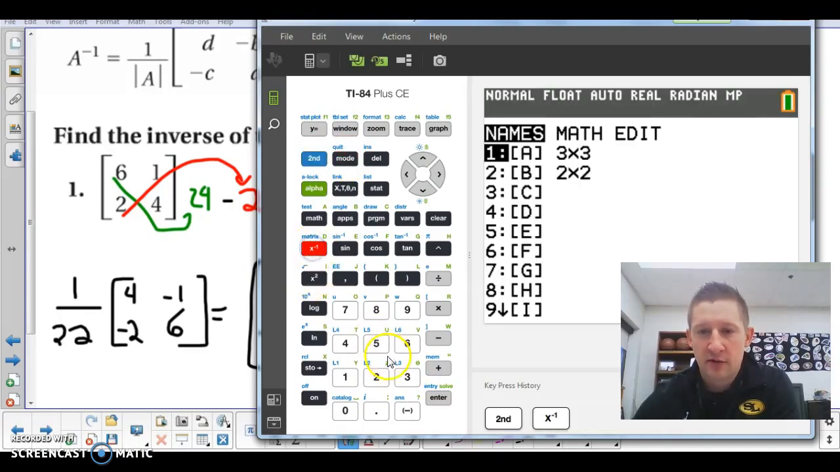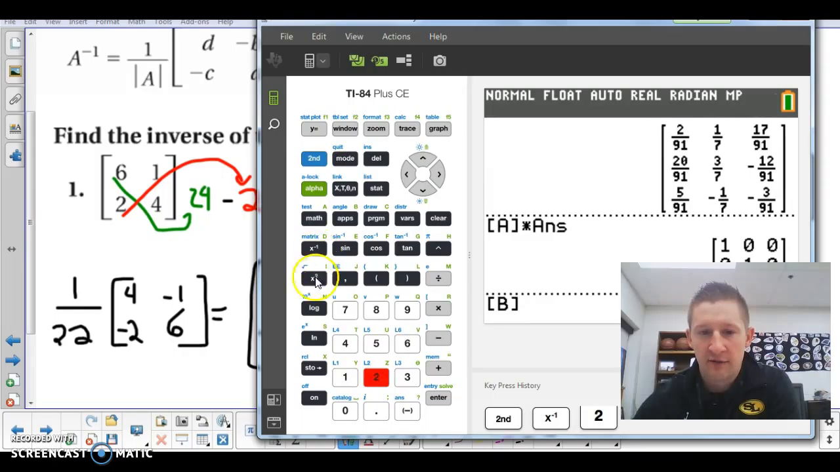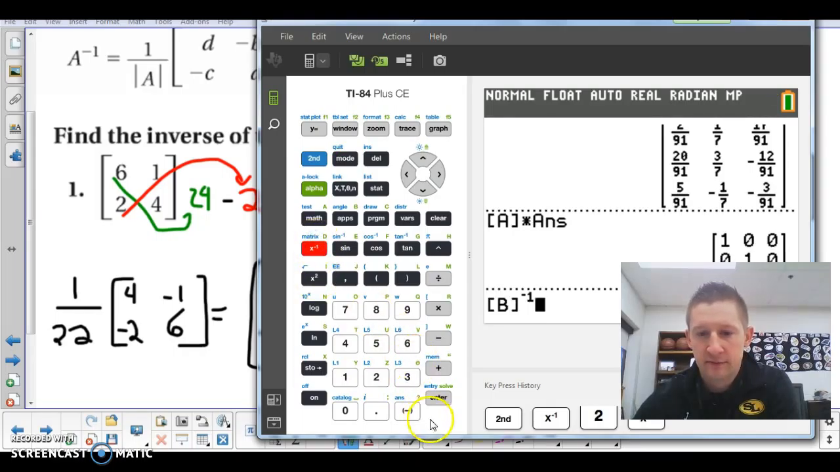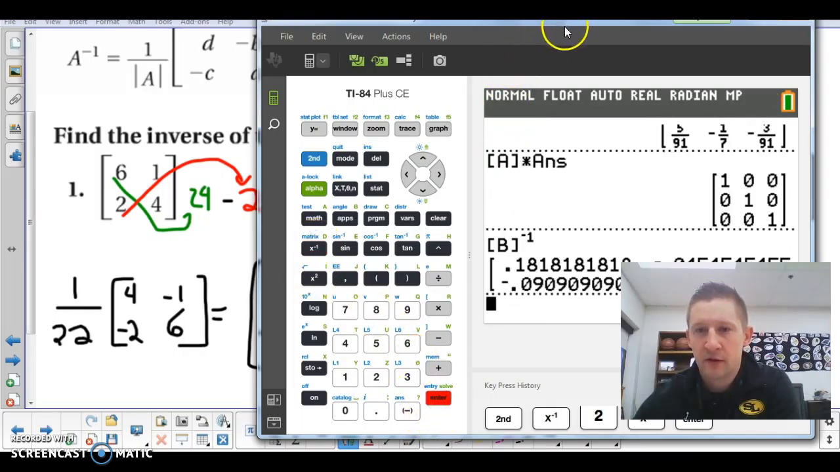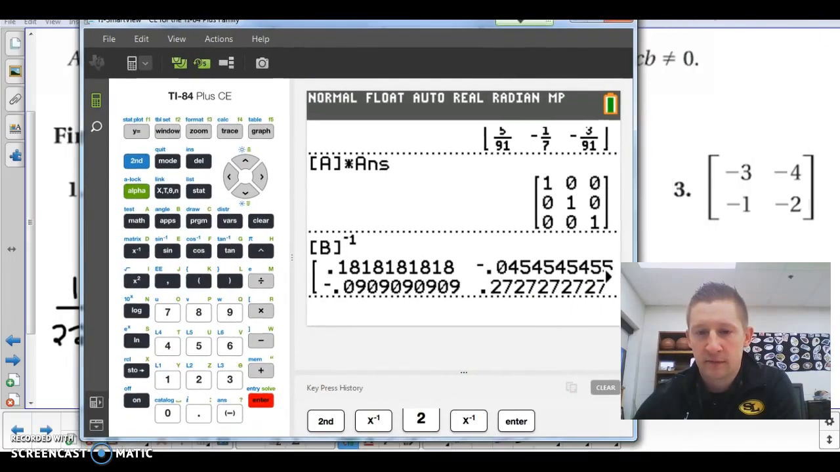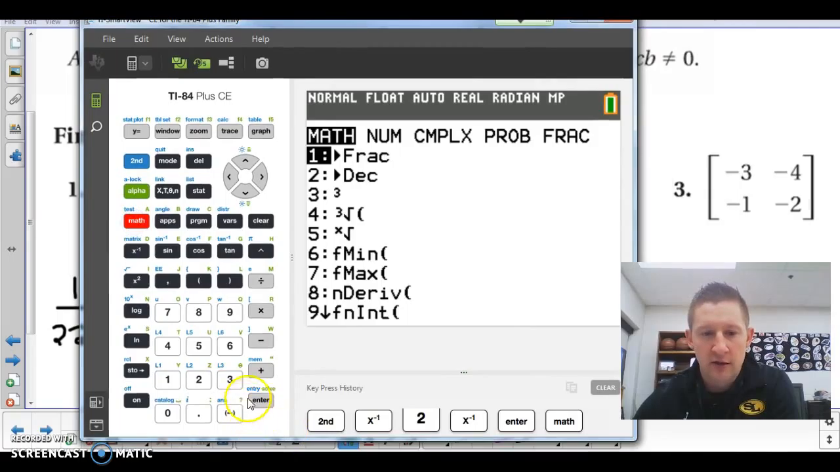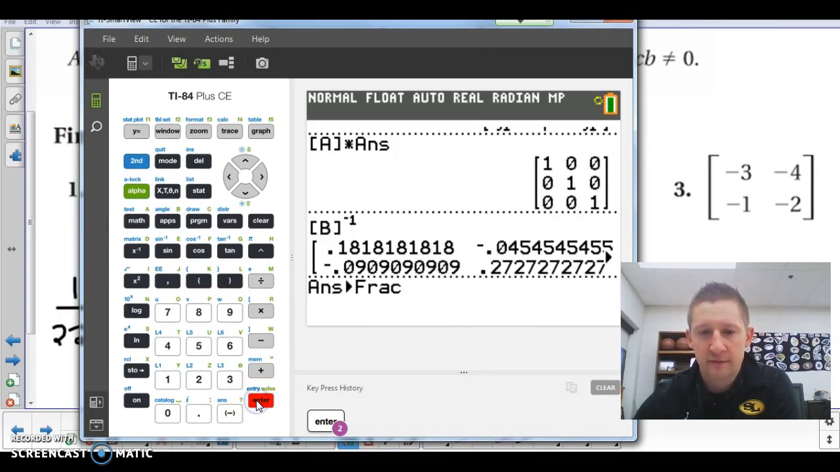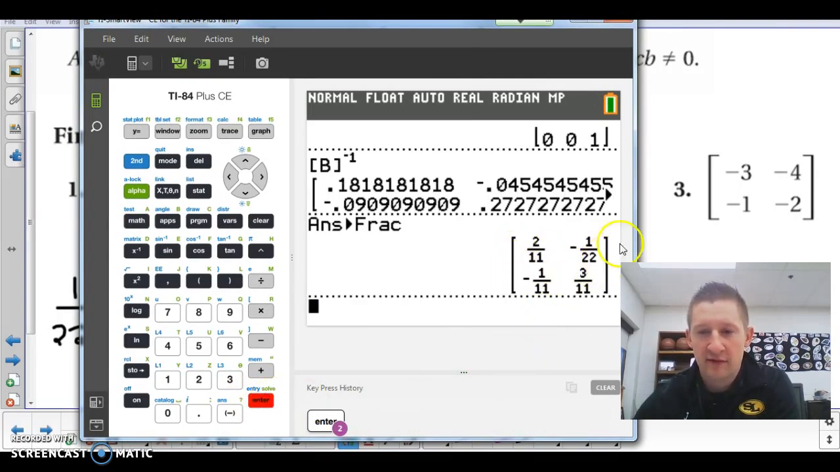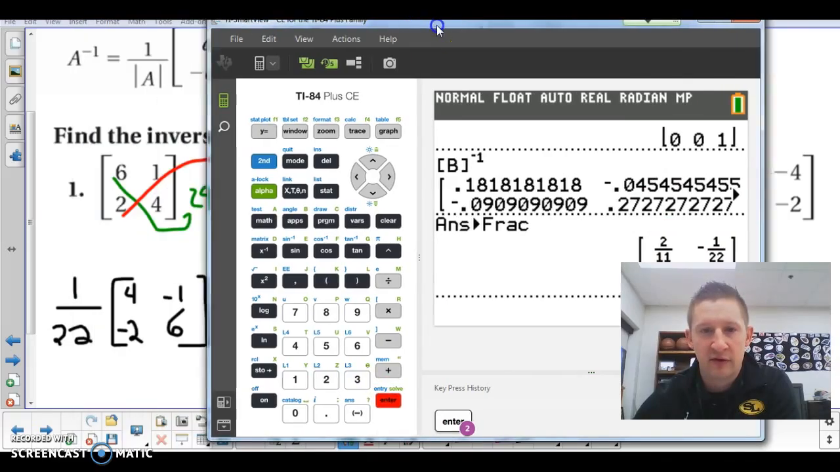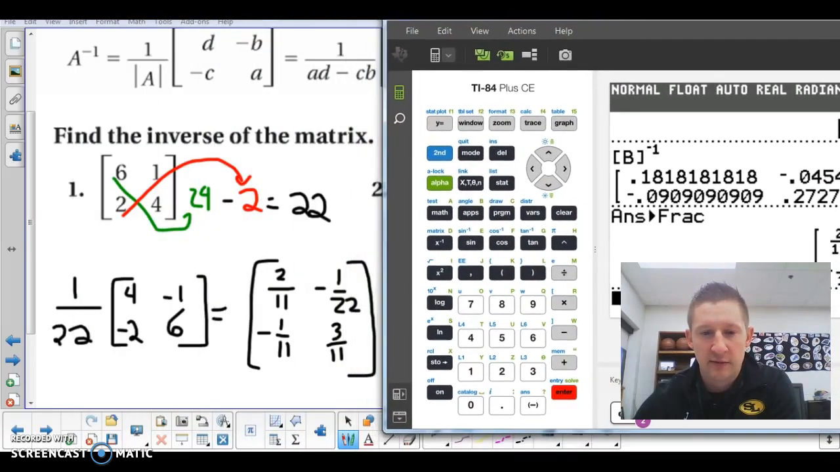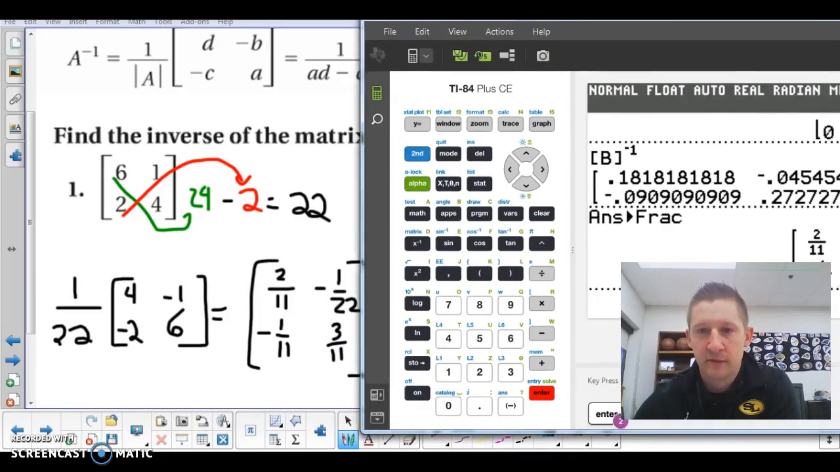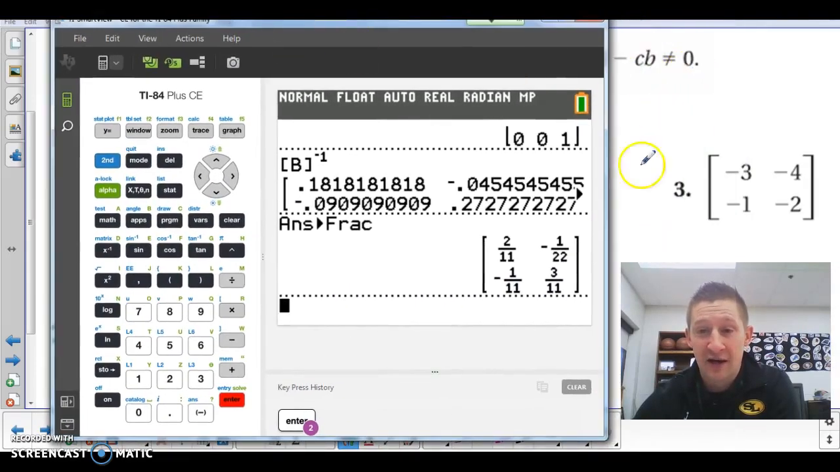Let's take matrix B and find the inverse. Enter. Ooh, rough looking decimals, but remember, I can change them to fractions. Voila, 2 11ths, negative 1 over 22, negative 1 over 11, and 3 over 11. That looks the same as what we got right here. Awesome. So that's finding inverses on your calculator.